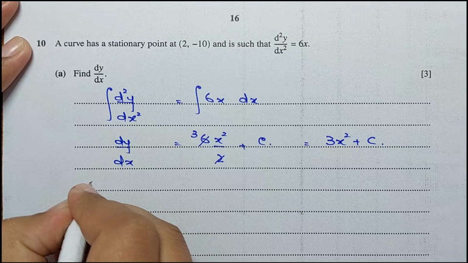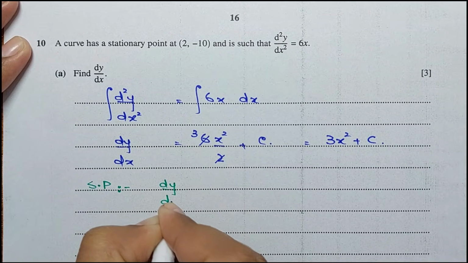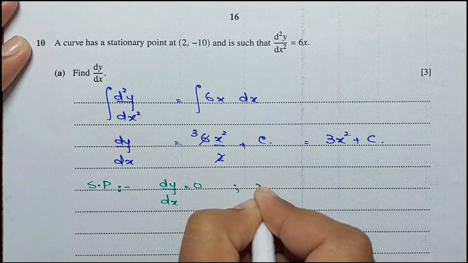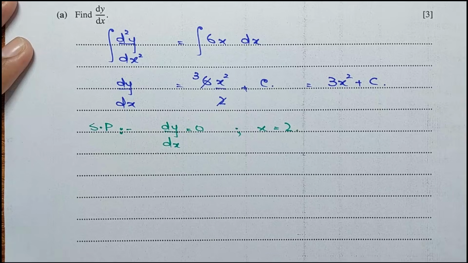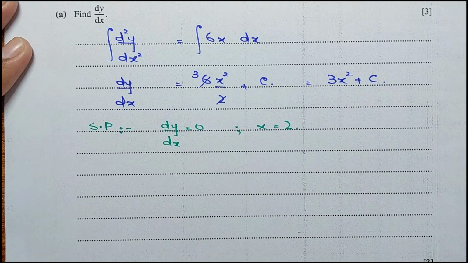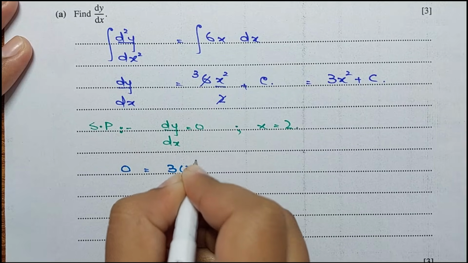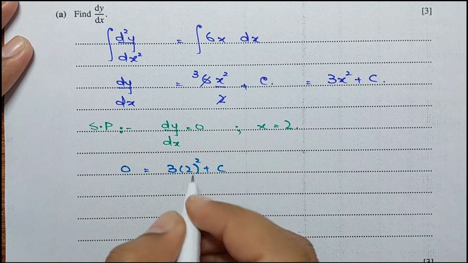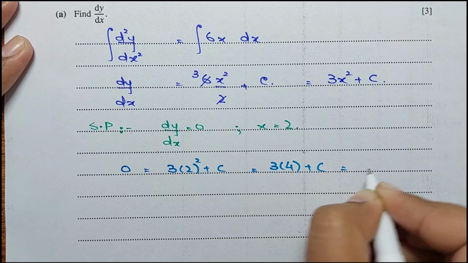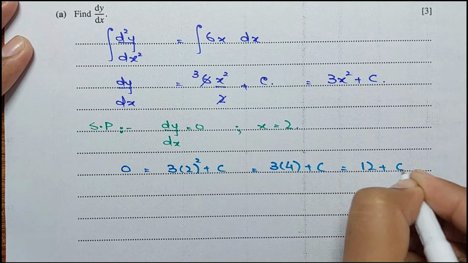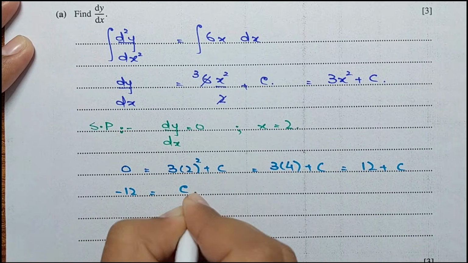So for the stationary point, we know that the first derivative dy over dx equals 0, and the x value is 2. So when x is 2, dy by dx should be equal to 0. Plug in this condition: dy by dx equals 0, 3 times 2 squared plus c. 3 times 2 squared is 3 times 4, which is 12, so 12 plus c equals 0. So the c value is negative 12, right?